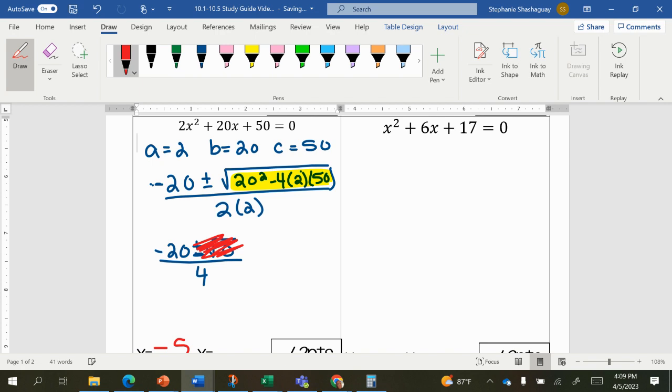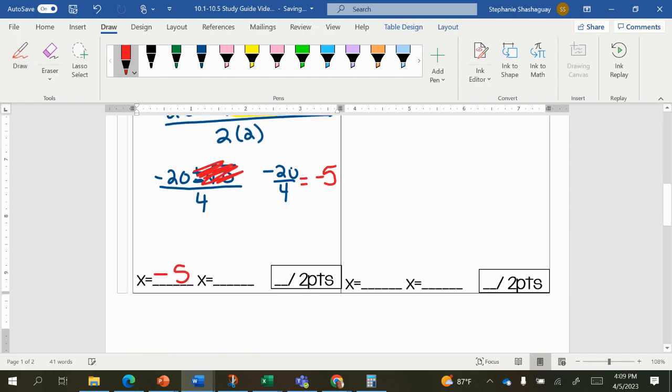Remember, if we think back to our discriminant, that means that we just have one solution. So that one solution is going to be negative 20 divided by 4, which is equal to negative 5. So our one solution is negative 5. And you can either list it twice or just write one solution.